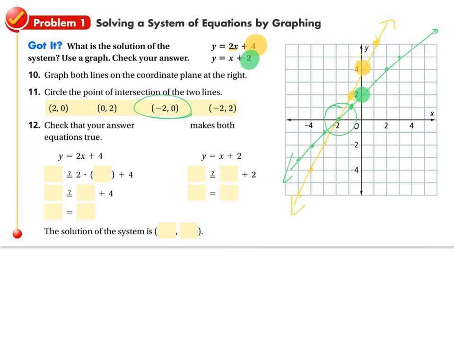Now to check and make sure this is true, we're going to put 0 in for y, and we're going to put negative 2 in for x. As you know, 2 times negative 2 is negative 4. So it is true for the first equation. For the second equation, we're going to do the same thing. 0 in for y, -2 in for x, and it's true. So we've proven that our solution is (-2, 0).